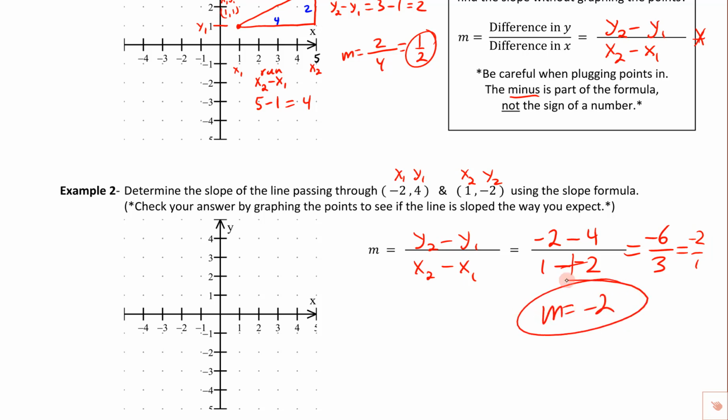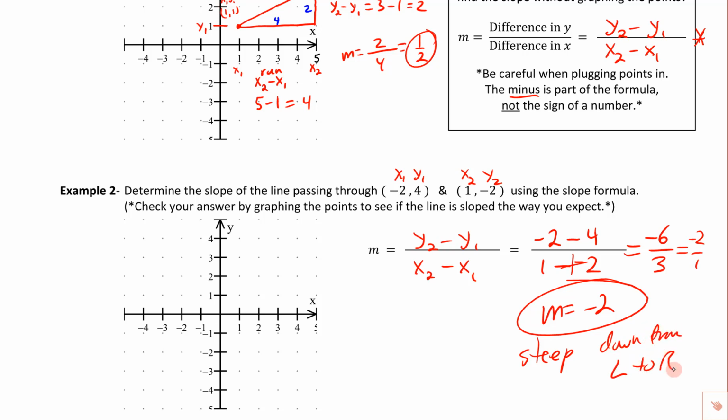Now, before we graph this and check and see whether or not this is what we expect, let's think about this. Remember, slope is a fraction that represents how steep a line is and in which direction it slants. So the fraction here is 2 over 1. Okay, 2 is a pretty big number, so we're expecting a fairly big slope, and it's negative. So we're expecting this to be fairly steep, okay, and down from left to right.